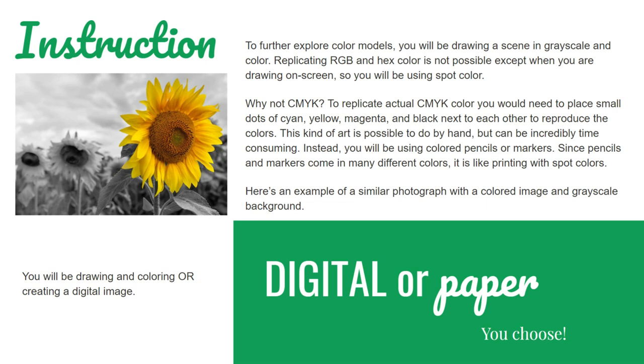Instead, you're going to be using colored pencil and markers. Since they come in many different colors, it's like printing with spot colors. So this picture here of the sunflower is an example of an image that is colored and grayscale. So this is what you're going to create.